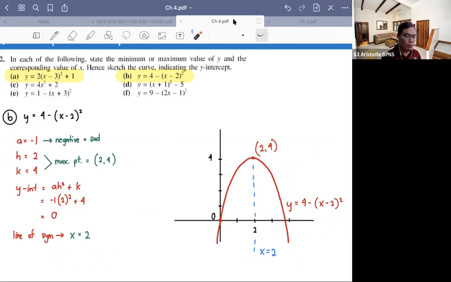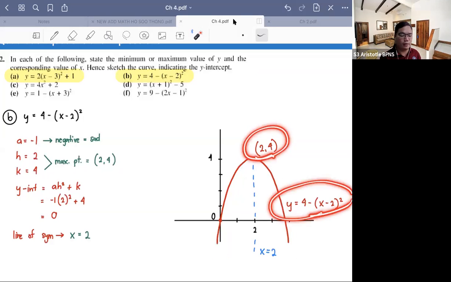Start with the maximum point. Locate this. So here is 2, 4. And then locate the y-intercept, which is 0. And then draw the line of symmetry, which is in the middle of the curve, right? And then try to draw half of the curve from the y-intercept up to the maximum point. And then you can stop here. And then you just reflect this side to the other side like that. And that's how you complete your graph. And don't forget to write the coordinates of the maximum point and the equation of the curve. And that's it for letter B.